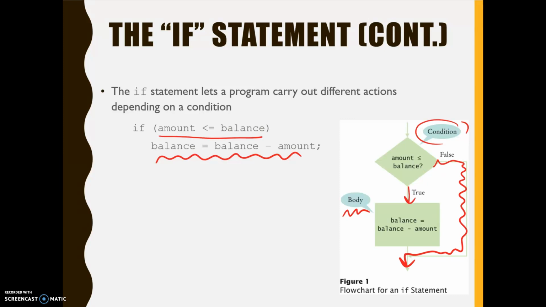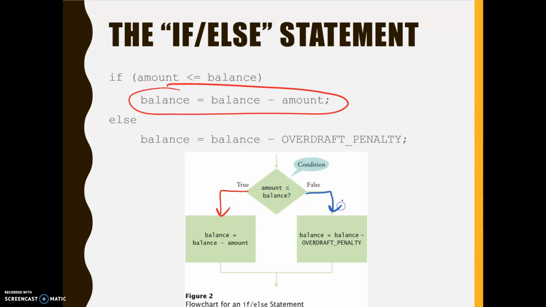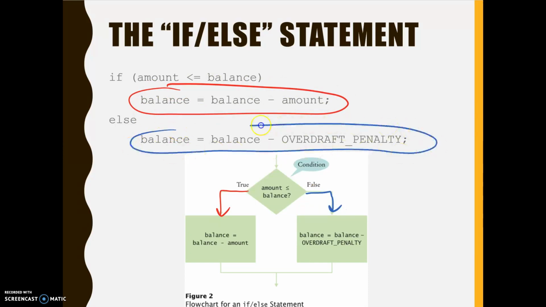Now, sometimes you want to have the computer make two choices. In one scenario, do this, in the other scenario, do that. And that's when we would use an if-else statement. So this here is an if-else, and in this case, we have two scenarios that could happen. If the amount is less than or equal to balance, if that is true, then we are going to go ahead and execute this code right here. However, if that is a false statement, then we are going to come down and execute this code right here.